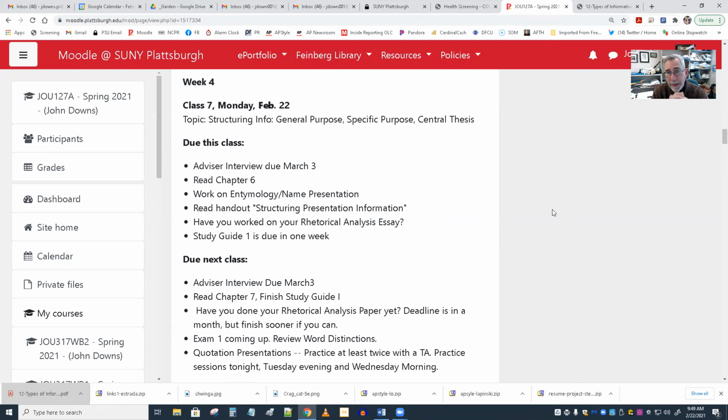This is the date today, and the topic is one we've already covered, but I'm going to go into more depth, review it again, this idea of structuring information: general purpose, specific purpose, central thesis. I'm going to move on to the next stages and give a new handout about the matching organizational patterns. This is going to head you towards an assignment where you're going to be, not immediately but soon, making up a bunch of SPSs, as we call them, and CTs, and main ideas.